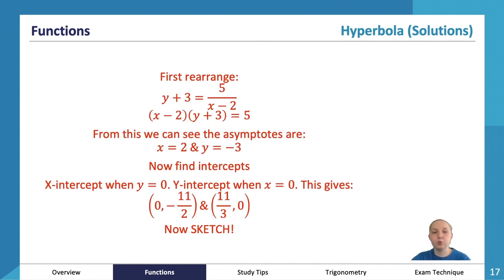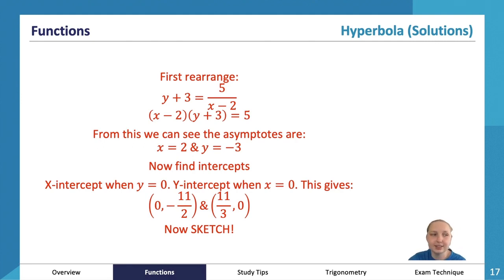So from there, what we want to do is find our intercepts. Now, hopefully by now, you've had a lot of experience finding intercepts. So we find our x-intercept when y equals 0, and our y-intercept when x equals 0. So that's going to give us these two coordinates as our x and y intercepts. So once we've found the asymptotes and the intercepts, we're ready to sketch our graph.